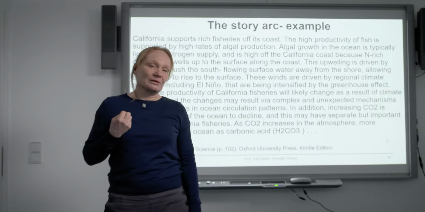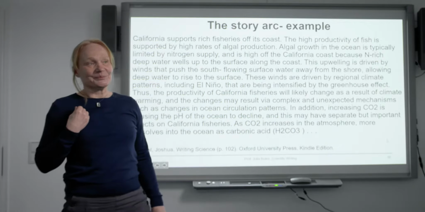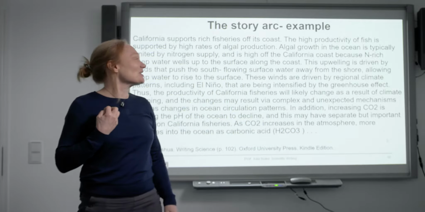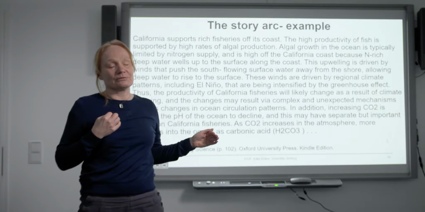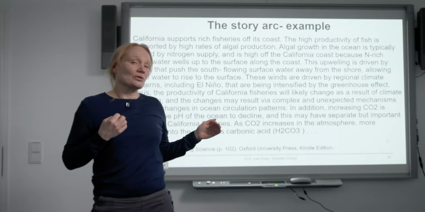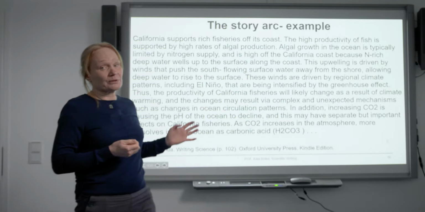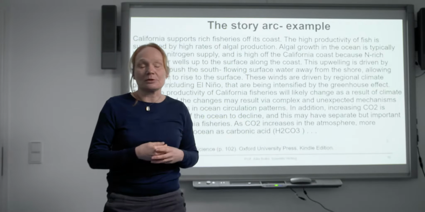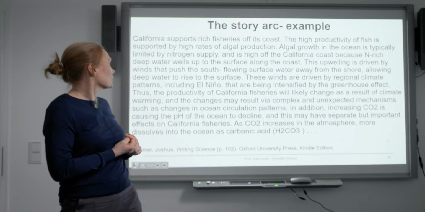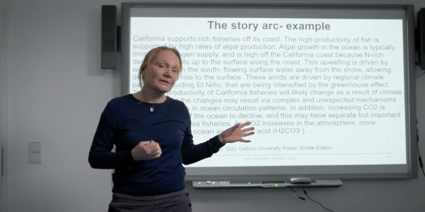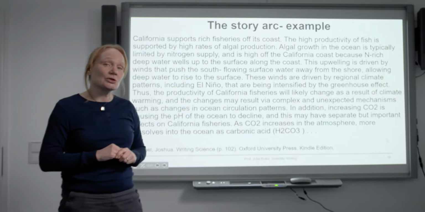And I will show you now some examples of how scientists have improved their writing by just picking up these papers and taking them apart and rewriting them. To show you an example of this story arc, I show you an example of a published paper. This is an abstract or a paragraph from a paper. I'm not sure if it's from Josh Schimel, but it's a published paper. It's from the book of Josh Schimel, which I very much recommend to you.